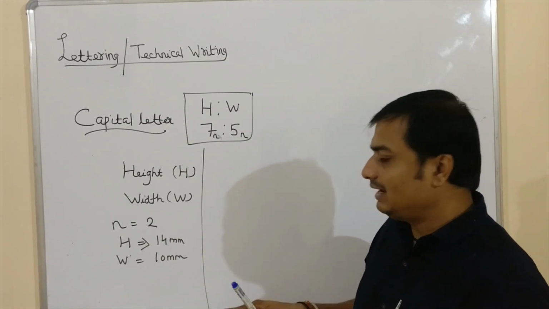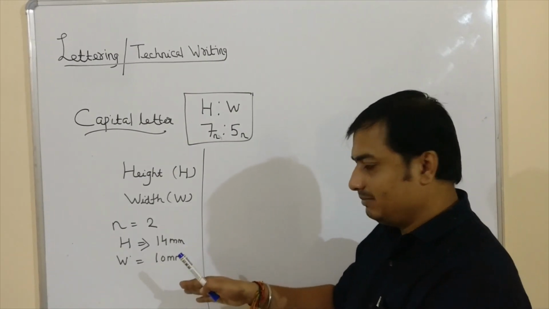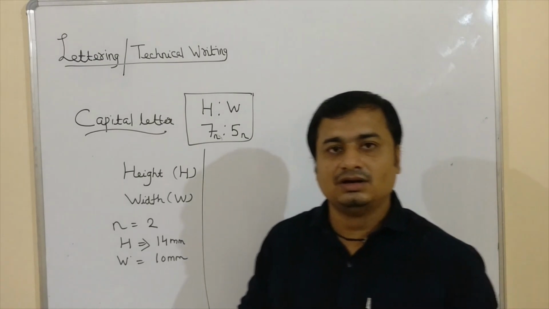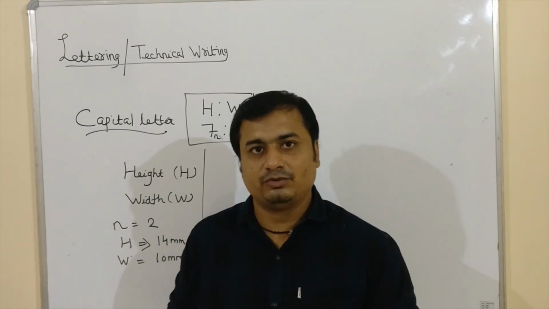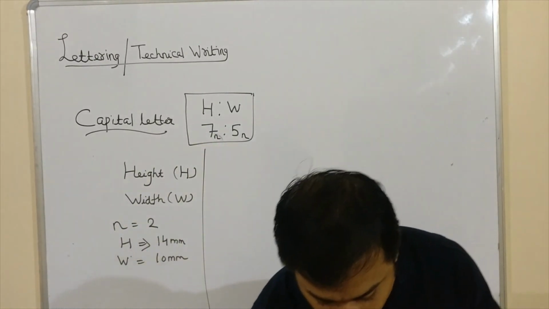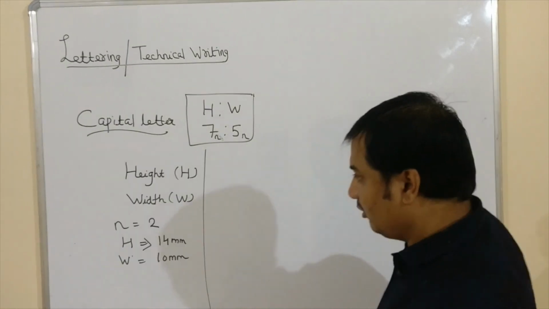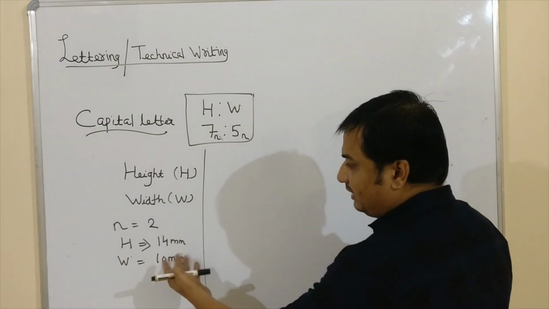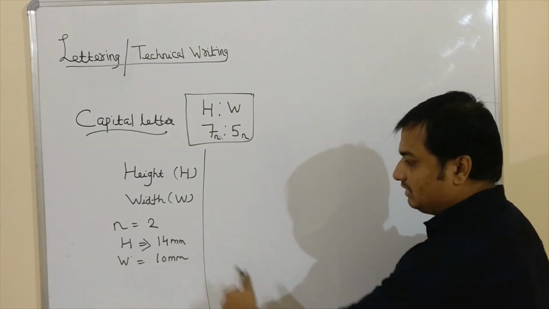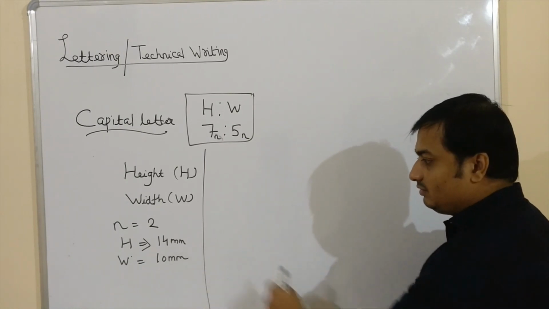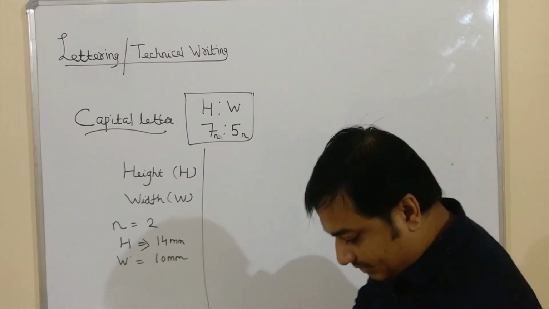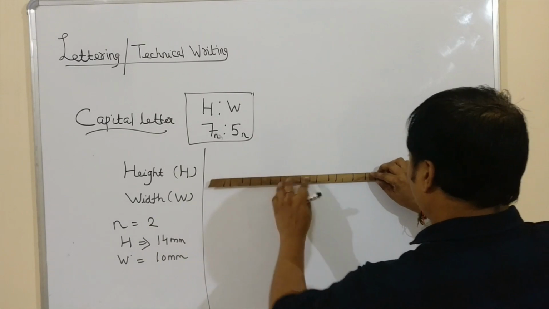Now how to utilize this dimension and how to plot the alphabets in the sheet, I am going to explain very quickly. What has been obtained by us is height 14 and width 10. So we have to start with the height. It is given to us as 14 mm. So 14 mm means you have to plot two lines.